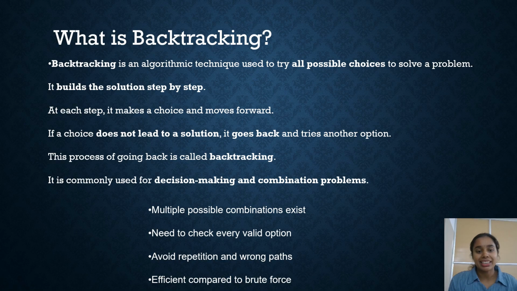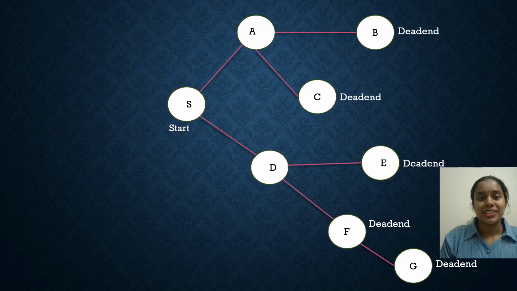Why do we need backtracking? It helps to find multiple possible combinations and also checks every valid option. Using this, we can understand more about dead ends. Here is an example. There is a starting node S, and S needs to reach the node G.